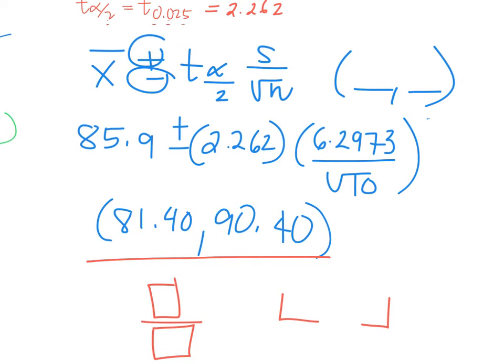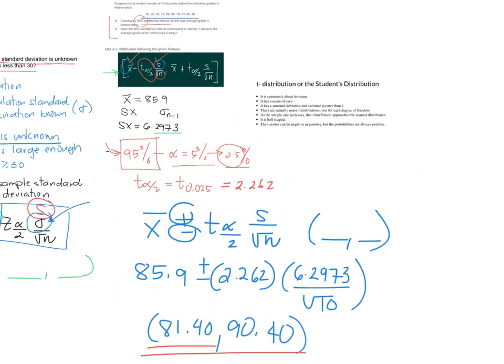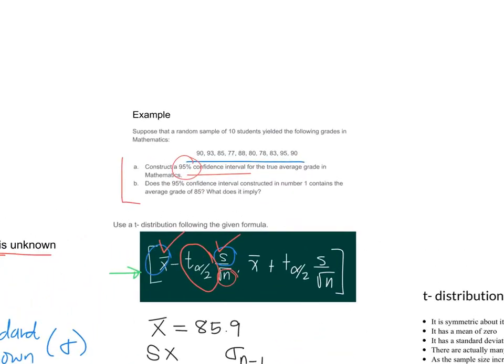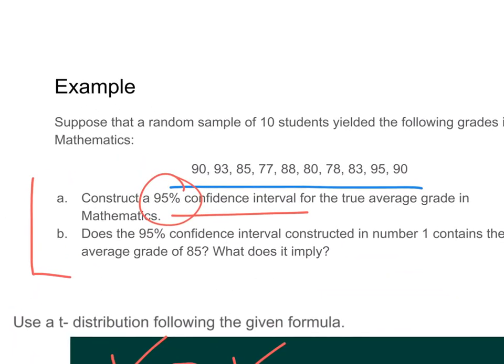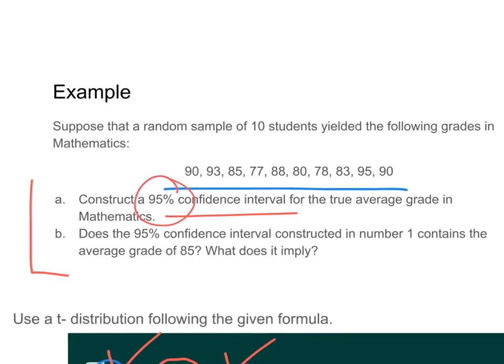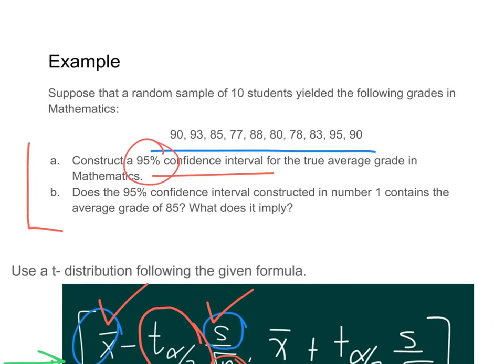Okay, so compare the values that you have obtained with mine. It's 81.40 to 90.40, and these are already rounded off to 2 decimal places. Like in 81.40, that's 81.3954. Okay, so going back to the problem, we were able to do task A, and that is to construct a 95% confidence interval.